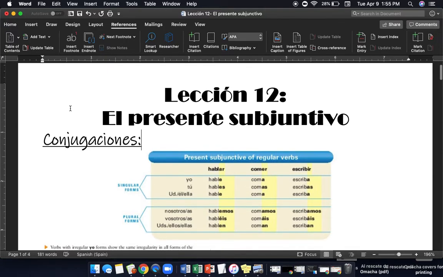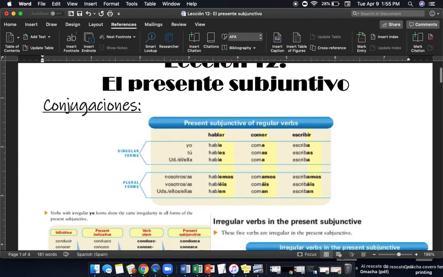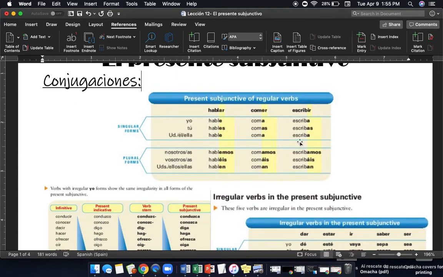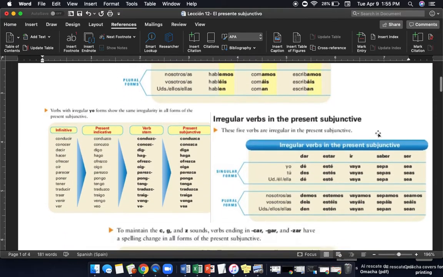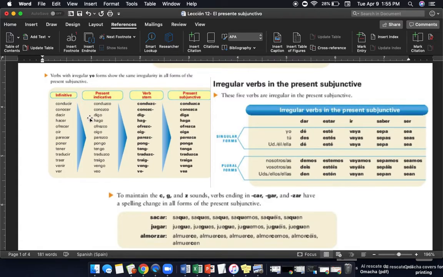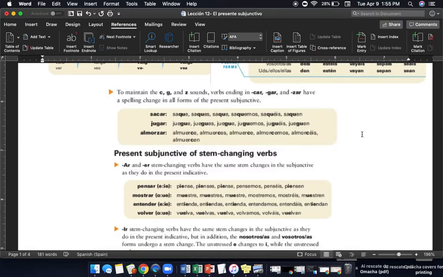So when we started chapter 12, when we started with the subjunctive, they shared with you the conjugation for the regular AR, ER, and IR verbs. And then, unfortunately, there's a lot of irregulars. So they told you the irregulars with the yo forms and the irregulars of some other irregular verbs, and then they told you that to continue the strong sounds of the C's, the G's, or the Z's in the car, gar, zars, which we had this irregularity in the preterite, if you remember, that these are going to be the irregularities that you should notice.